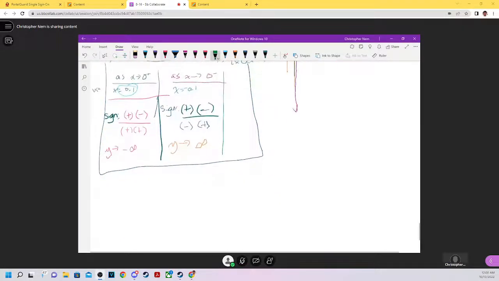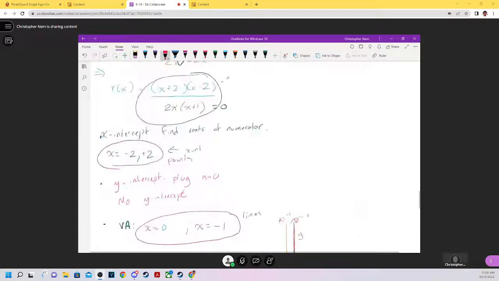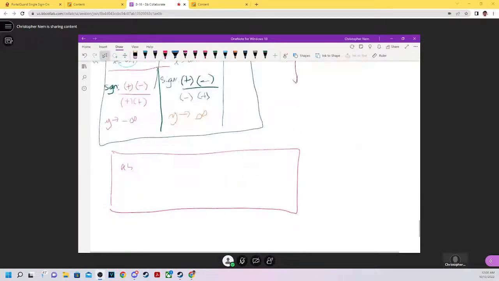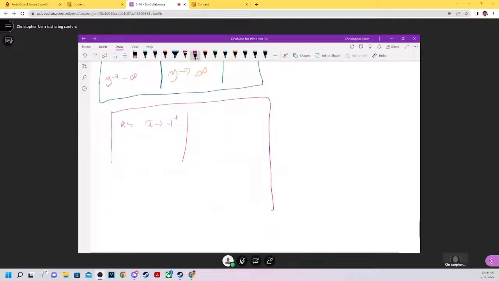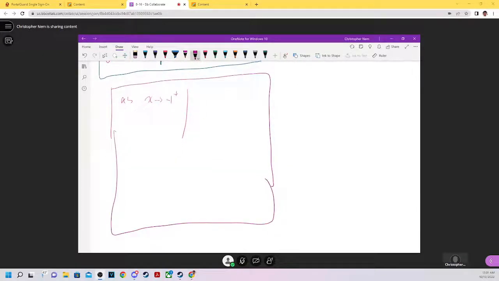Well, now we got to do the other vertical asymptote. So I'm going to do another table, as my other vertical asymptote was located at negative 1. So I have to look at as x approaches negative 1 from the right. Negative 1 from the right side. What happens? Make this table bigger, just slightly. Then I got to check the sign.